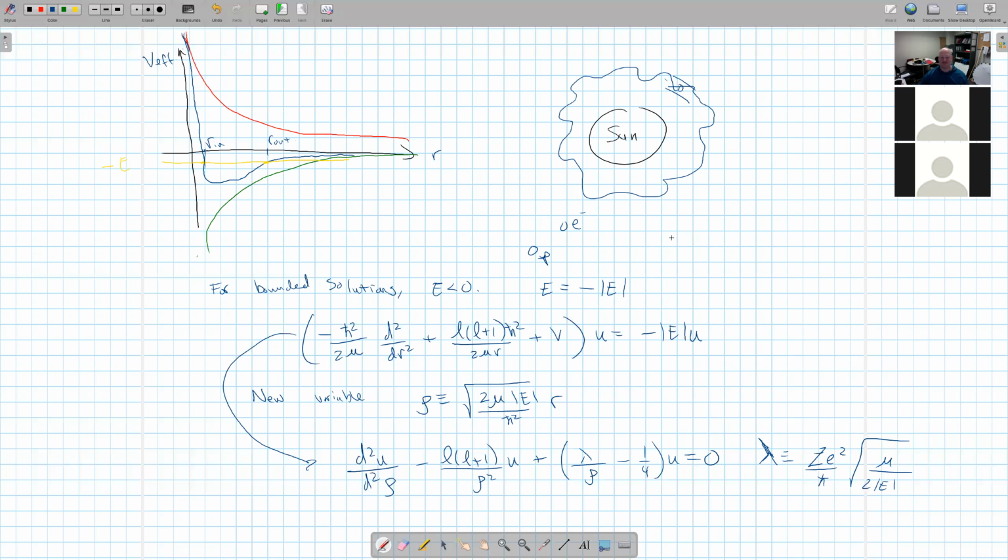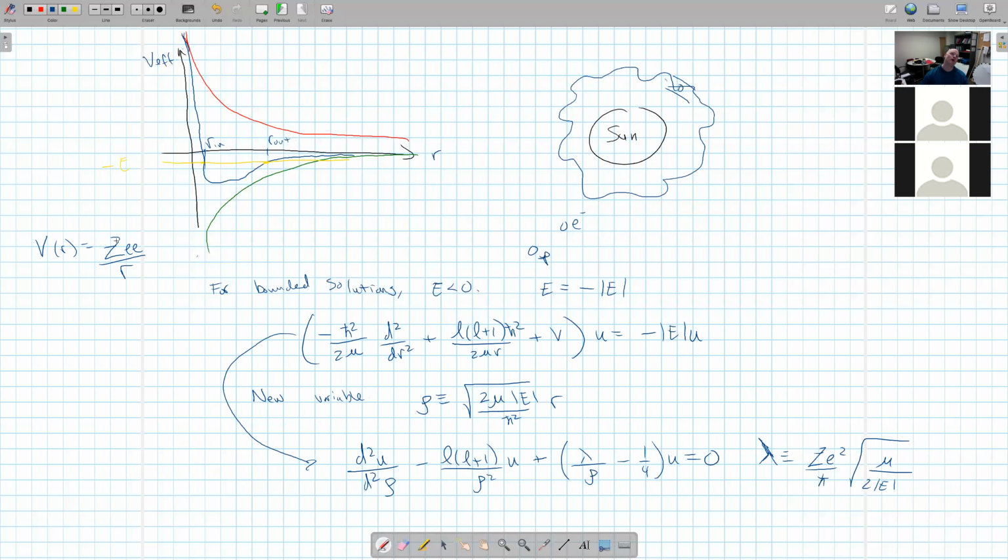Guys doing okay? So again, all we're doing is using a rescaled position variable and then rewriting our Schrodinger equation this way. You said that z was an integer? Yes, so z here comes from the Coulombic potential. So V of r is equal to z times e divided by r. Okay, so that's where that's coming from.